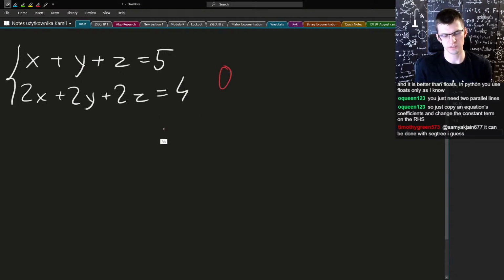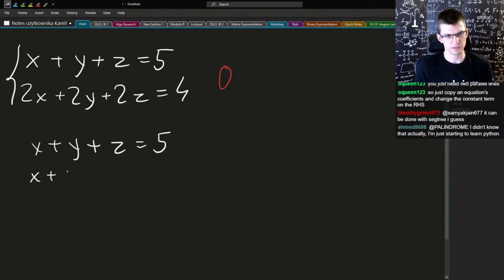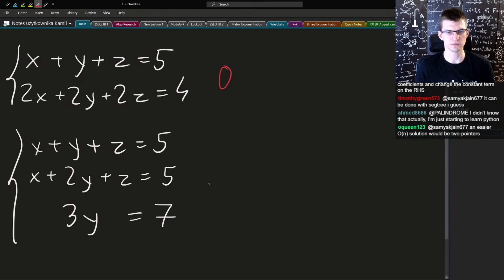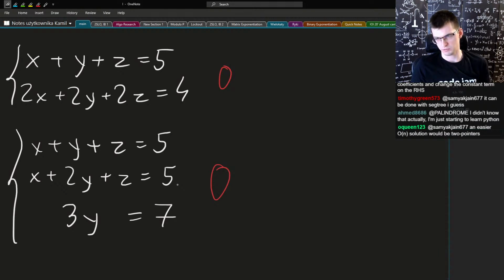What else has 0 solutions? Something less trivial. X plus y plus z is 5. X plus 2y plus z is 5. So y for sure is 0, but then we have, I don't know, 3y is equal 7. Then also we have 0 solutions, because from the first 2 you can get that y must be 0. For one equation we can even get something from the previous problem.